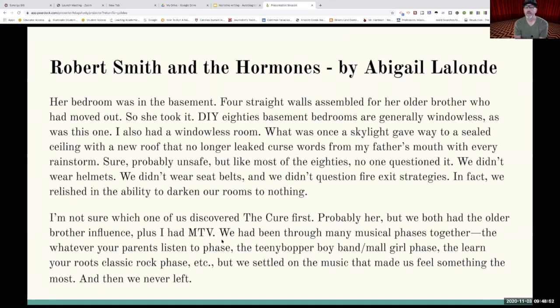We had been through many musical phases together, the whatever your parents listened to phase, the teeny bopper boy band, mall girl phase, the learn your roots classic rock phase, etc. But we settled on the music that made us feel something the most. And then we never left.